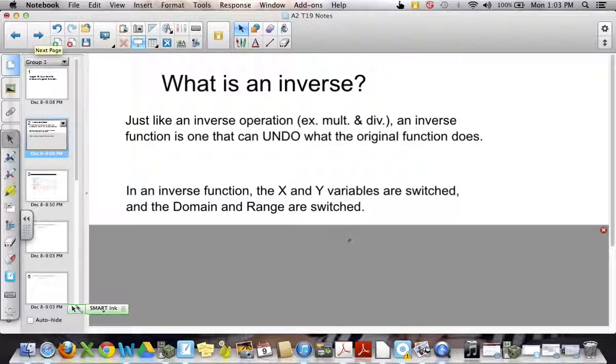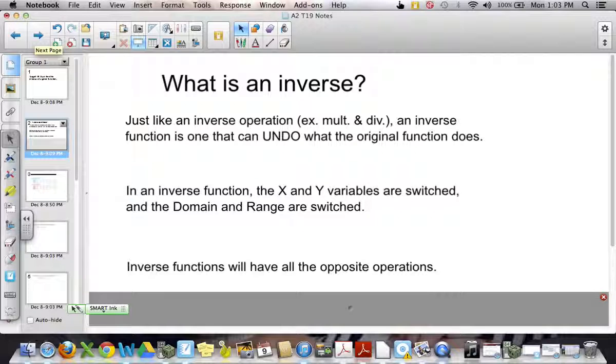Now, in an inverse function, the x and y variables are going to be switched, and the domain and the range are also switched. That's the big thing that we need to realize when we're finding an inverse: the domain and range have to be switched, and the x and y variables have to be switched. Now, the other main thing that we need to see with inverse functions is that they will have all the opposite operations. So if I have a function that has addition and multiplication in it, then the inverse of that will not have any multiplication or addition. Instead, it will have division and subtraction.